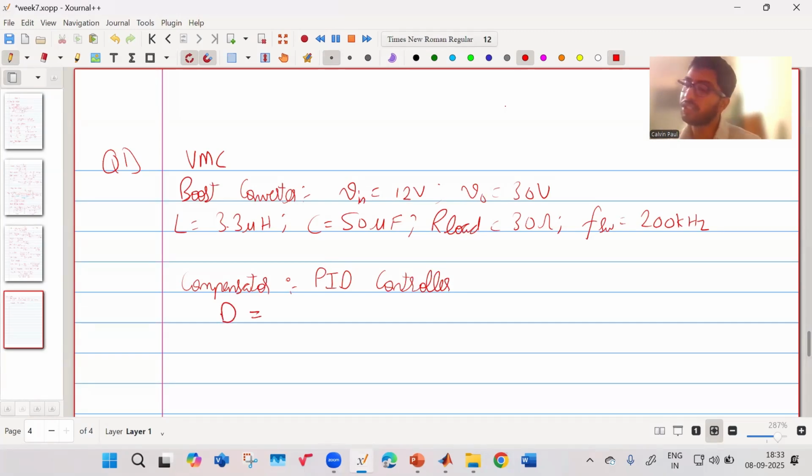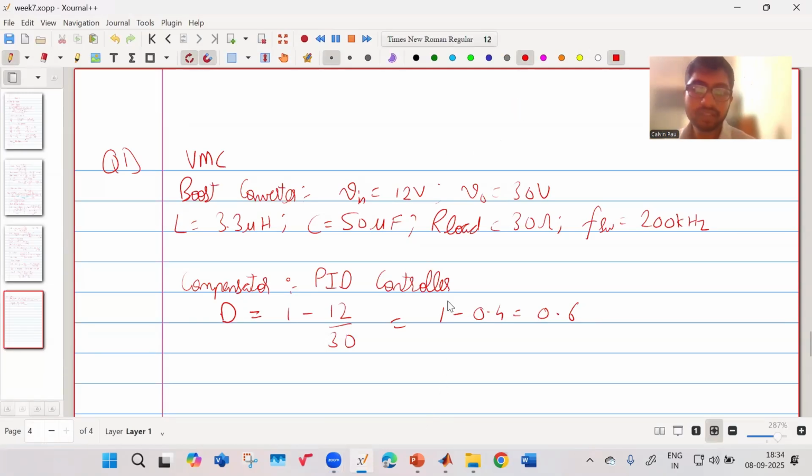Next they ask what is the duty required for this boost converter. The duty required is 1 minus 12 by 30, so that is 1 minus 0.4. That is, duty is 0.6. So this is the duty which is required.